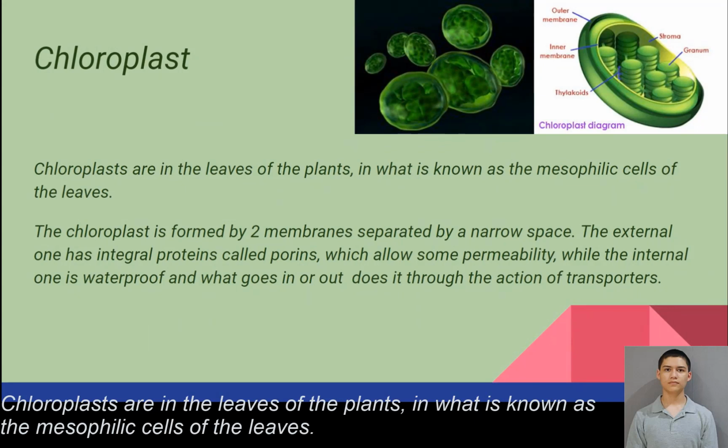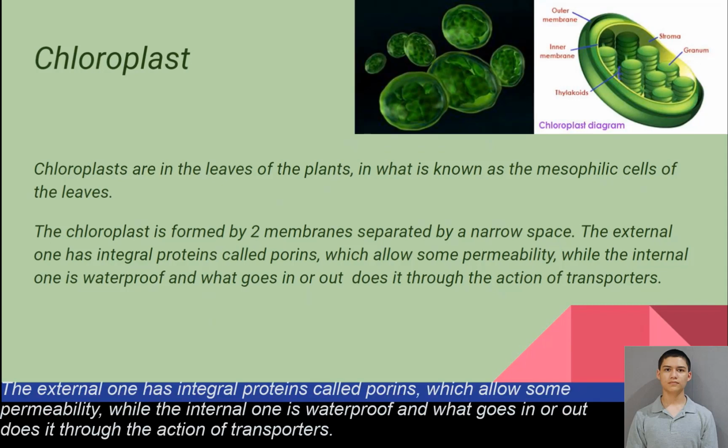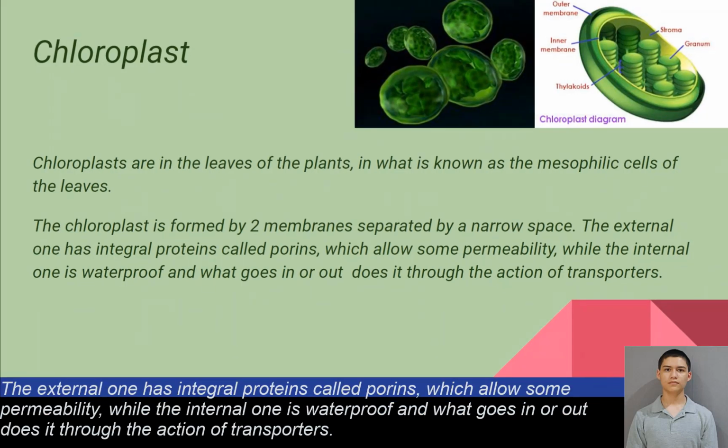Chloroplast. Chloroplasts are in the leaves of the plants, in what is known as the mesophyll cells of the leaves. The chloroplast is formed by two membranes separated by a narrow space. The external one has integral proteins called porins, which allow some permeability, while the internal one is waterproof and what goes in or out does it through the action of transporters.